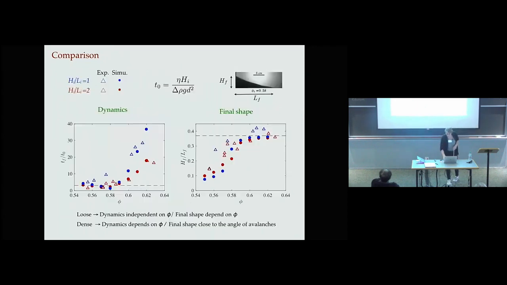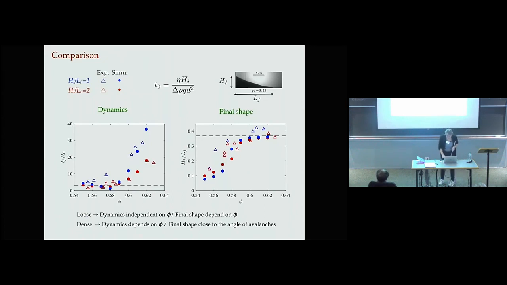So we can make a full comparison with the experiment. The experiment is a triangle, the simulation is the dot, and we look at the total duration of the experiment versus packing fraction, and at the shape, which is in fact the angle of this triangle, versus the packing fraction. What we found is that when we are loose, meaning below 0.59, the dynamics does not depend on phi, it's really fast, but the runout depends on phi. And if we look at the dense case, the dynamics depends a lot on phi, but the final shape, in fact, is the angle of repose.